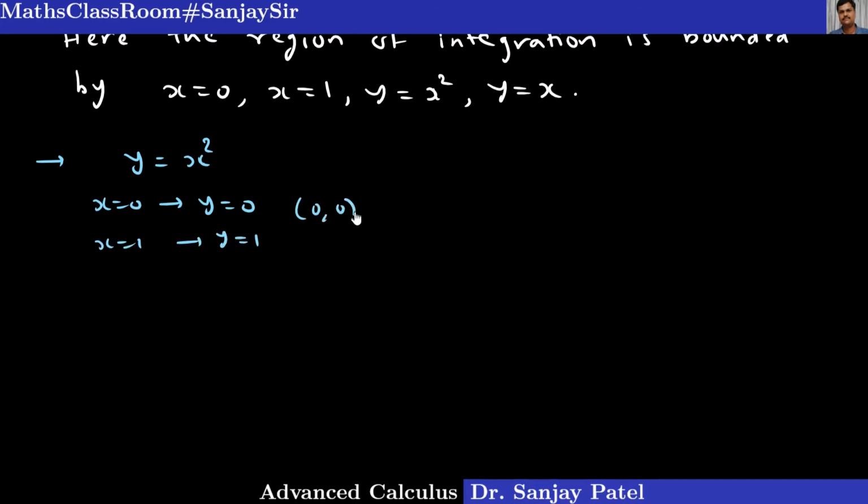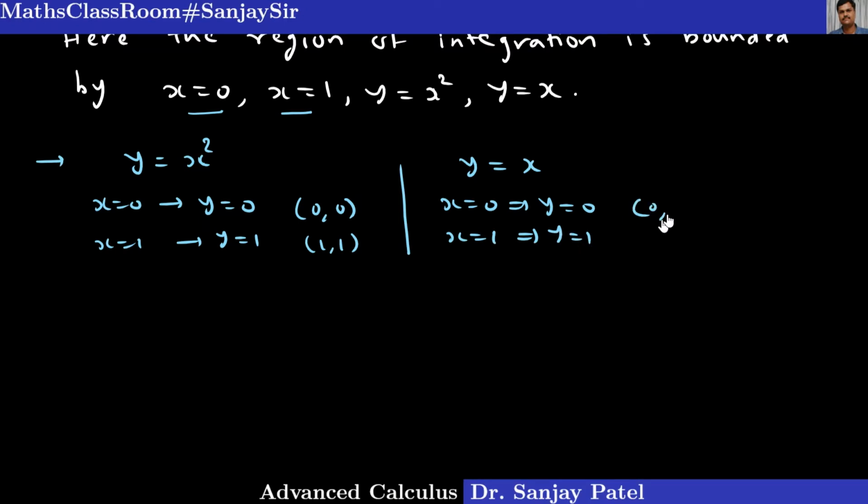So the points of intersection of the two lines x equal to 0 and x equal to 1 with this parabola y equal to x square are 0 0 and 1 1. The same way for y equal to x, if I put x equal to 0, y is equal to 0, and when x equal to 1, y is also equal to 1. So again, this curve also intersects the two lines in the same points. This is a parabola and this is a straight line. So let us draw the region of integration to understand this.